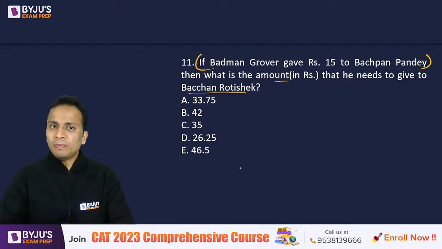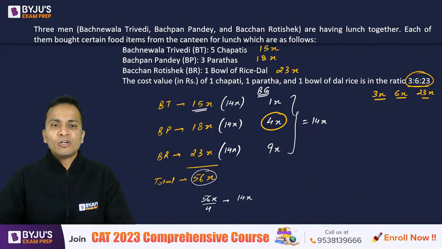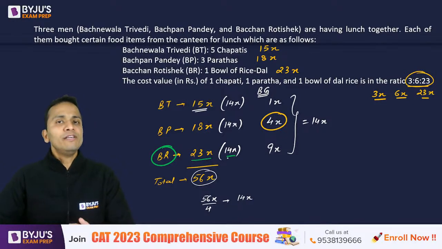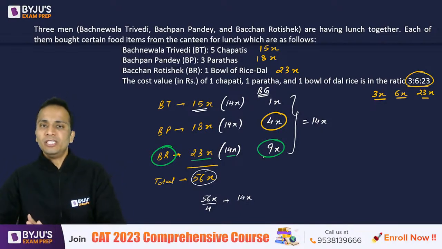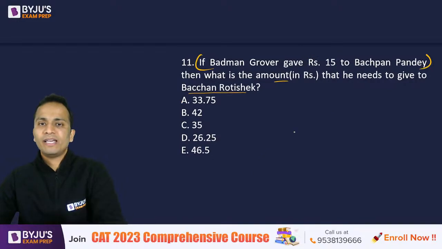Okay, so taking you back to the data that we have simplified. Now they're talking about BR. So I'll quickly mark this person. Now BR, who has bought 23x worth of food, could eat only 14x, and he has given 9x cost of food to BG. Okay, so 9x BG को दे दिया, right? So this is what we have to calculate. 9x का value find out करना है. So x का value already we knew 15 upon 4.